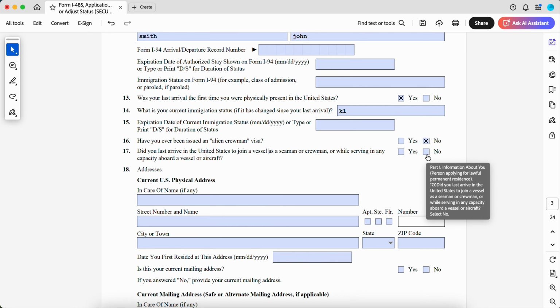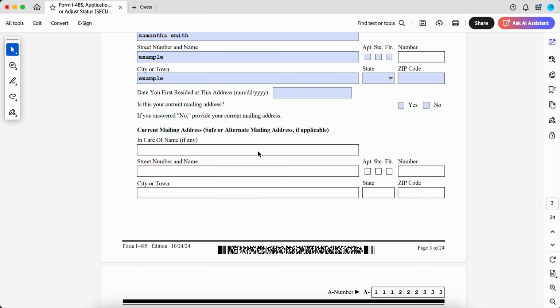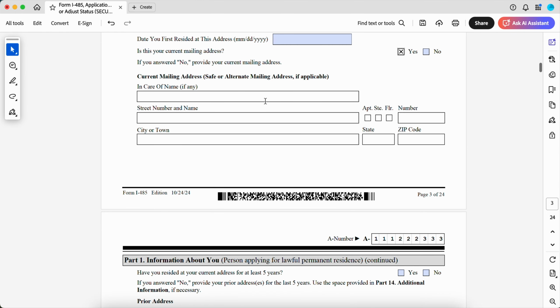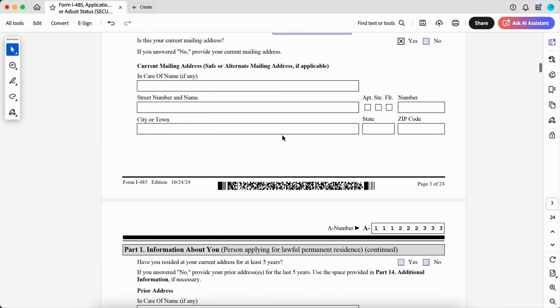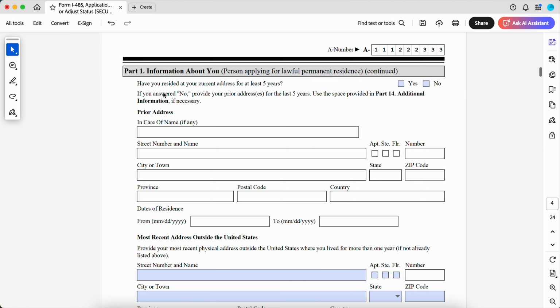Then the current address. You write the address where you live right now. And here you have to write when you actually came to this address. So basically, when you arrived. Is this your current mailing address? Yes. If you have a different mailing address, you type it right here. Have you resided at your current address for at least 5 years?